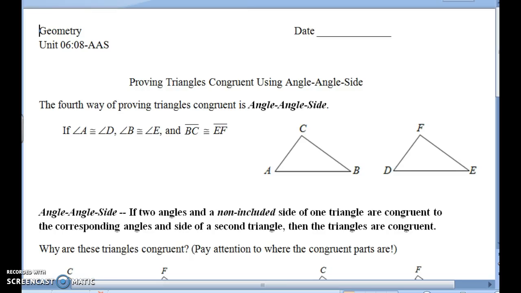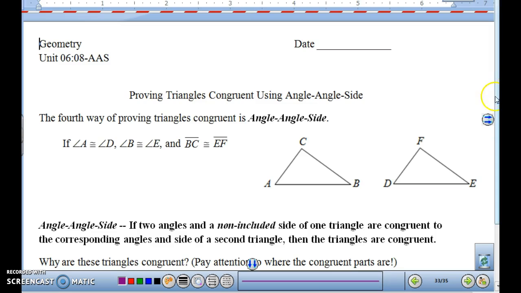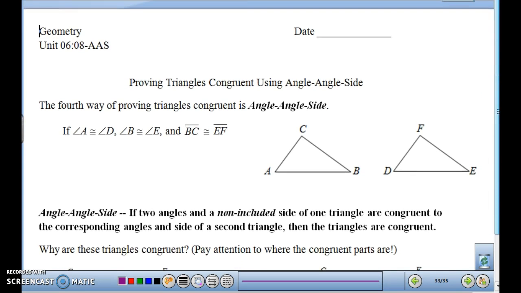This is Geometry Unit 6, Lesson 8, Angle, Angle, Side. Now, we have three ways we've already proved triangles congruent. We have side, angle, side, angle, side, angle, and side, side, side. Our fourth way is using one of the previous ways to prove angle, angle, side. Now, notice I said angle, angle, side. Notice the side is not between the angles. Now, let's see why this works.